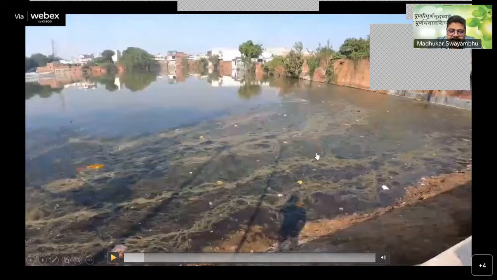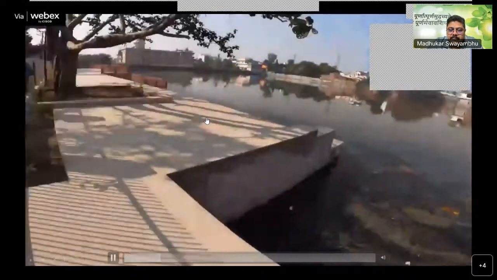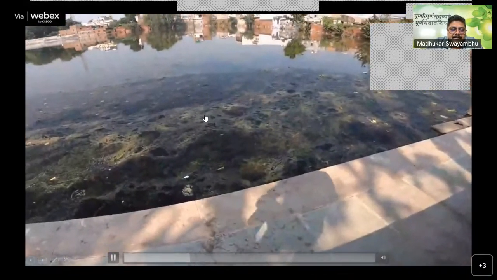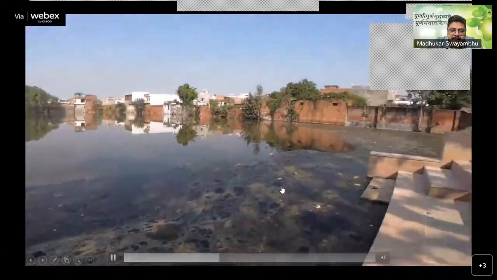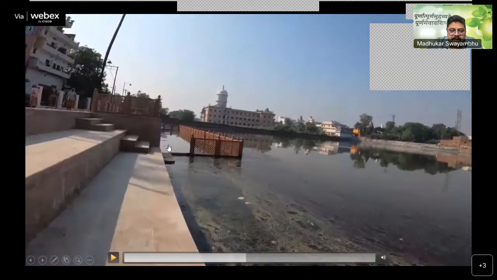Now these green patches that you see are the algal bloom. The black patches that you see are the smudge, because the sludge deposit has been so high that the deposited sludge has also started floating. So that is what we call smudge. And you will also see some white patches here and there. That is the fungal growth. Now, one more thing to observe is the level of water. This newly built platform is actually submerged into the water. There is water over the platform.